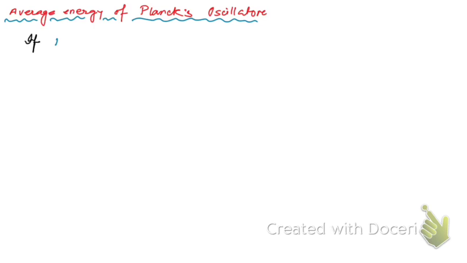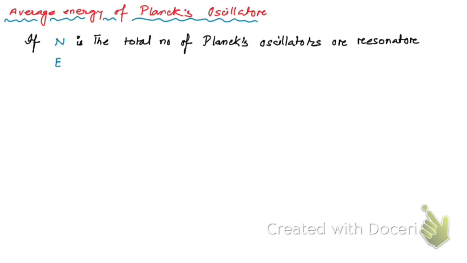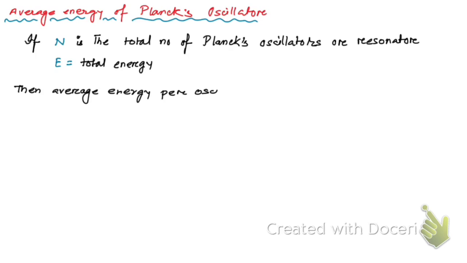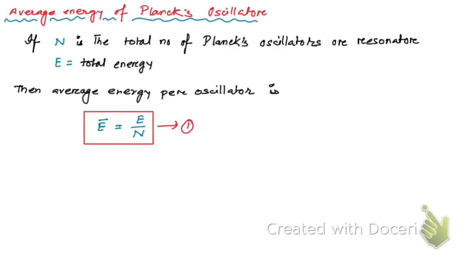Here in this video we are going to derive the expression for the average energy of these oscillators. So if we consider N is the total number of Planck's oscillators in a black body radiation chamber, or resonators you can say, and E is the total energy, then the average energy, or energy per oscillator, E bar is equal to E by N. Let it be equation number 1.